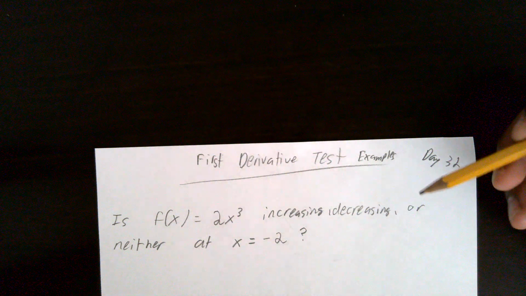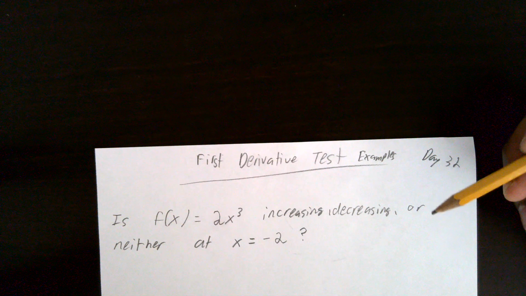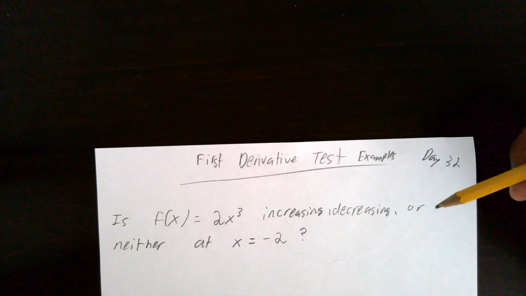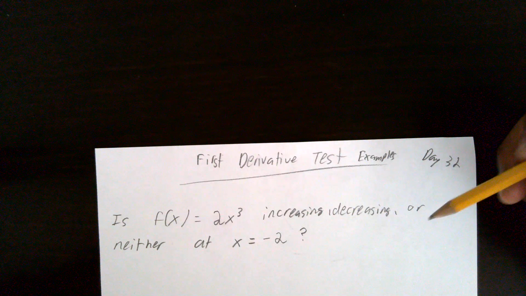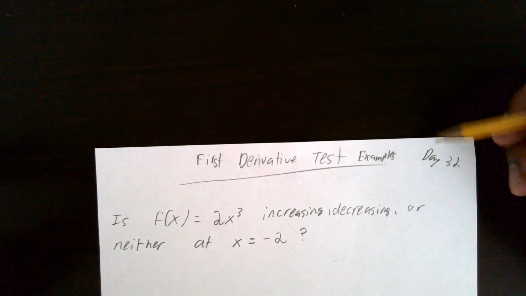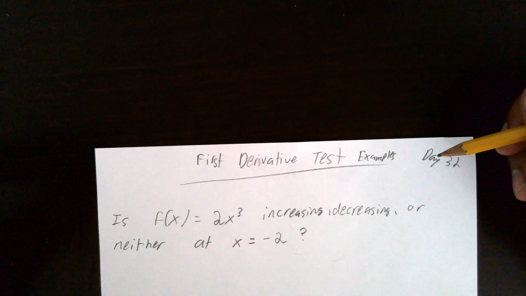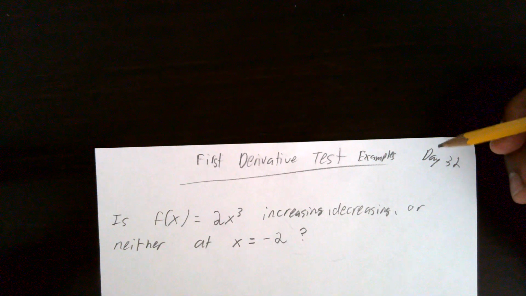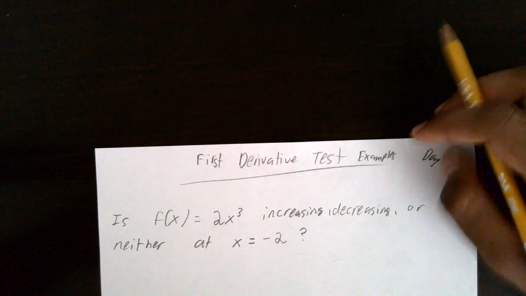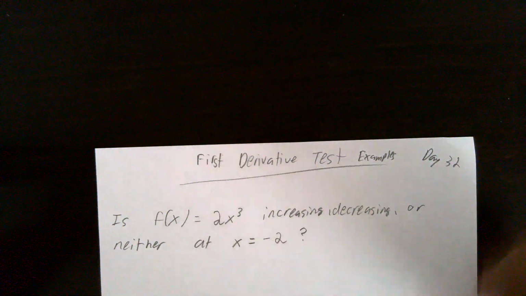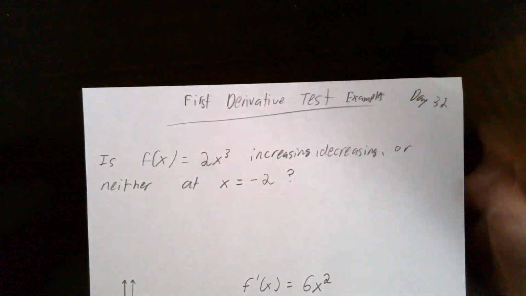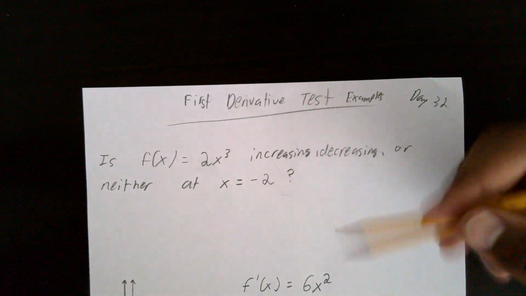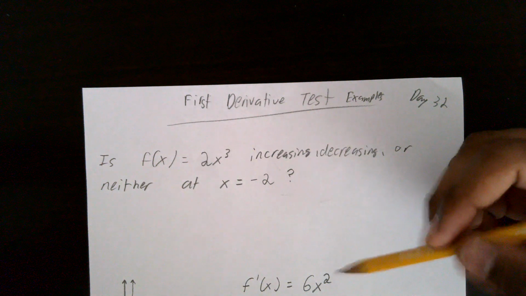So I would encourage you to pause the video and try this out on your own. Okay, so what is the first thing that we do? First of all, we take the derivative. So what's the derivative of 2x cubed? That would be 6x squared.